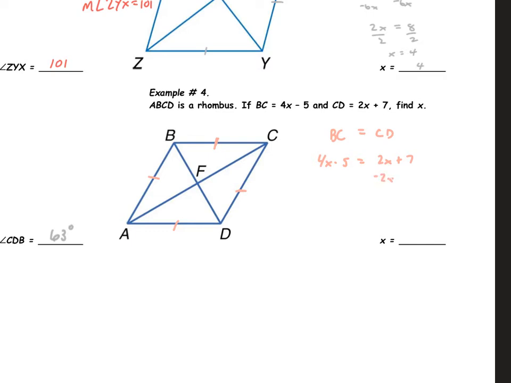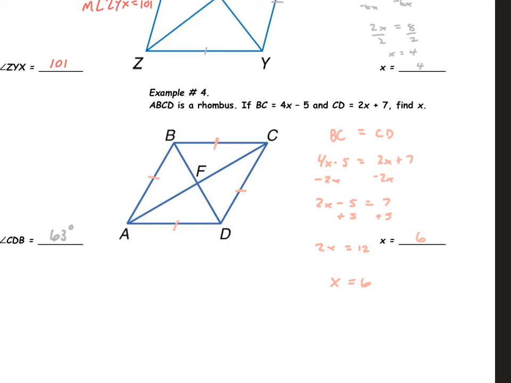I'm going to subtract the 2x. I get 2x minus 5 equals 7. I'm going to add the 5. I get 2x equals 12. That means x equals 6.